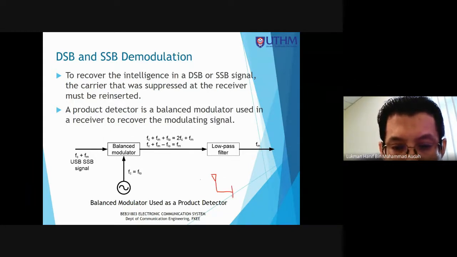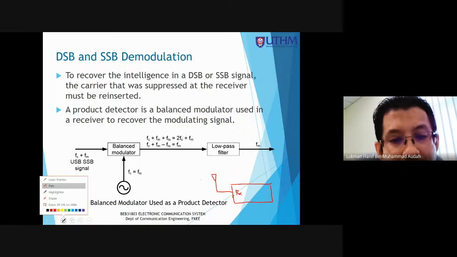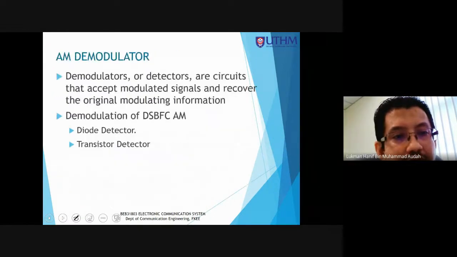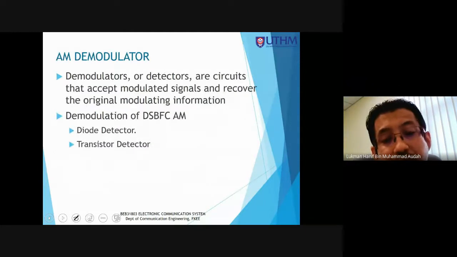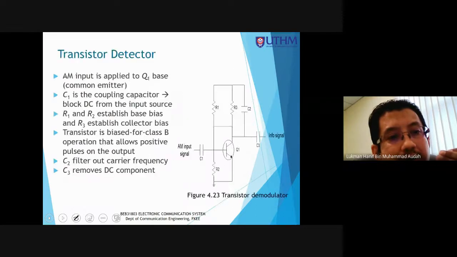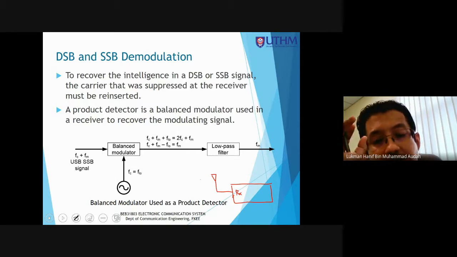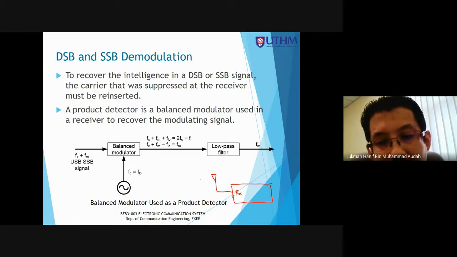So we have learned about the receiver. And the first part of the receiver, if you see from this slide, starting from here, is the diode detector, the AM demodulator. We have two: the diode detector and the transistor detector. Both of these do the demodulation process for the double sideband full carrier. And then you learned about the single sideband demodulation process. All of these are done in the demodulator circuit. So the demodulator is located at the end of the receiver side.